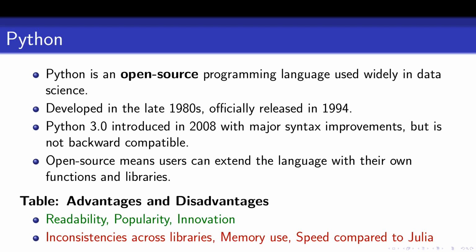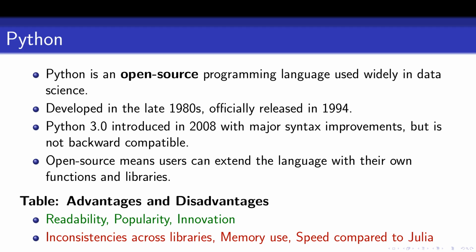Python is an open-source programming language that's widely used in data science because of its readability, versatility, and extensive library ecosystem. It was developed in the late 1980s and officially released in 1994. In 2008, Python 3.0 introduced major improvements in syntax and structure, although it wasn't backward compatible with Python 2.